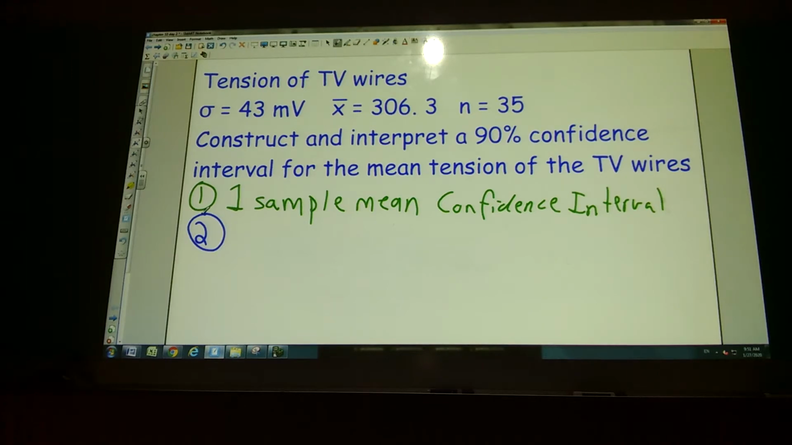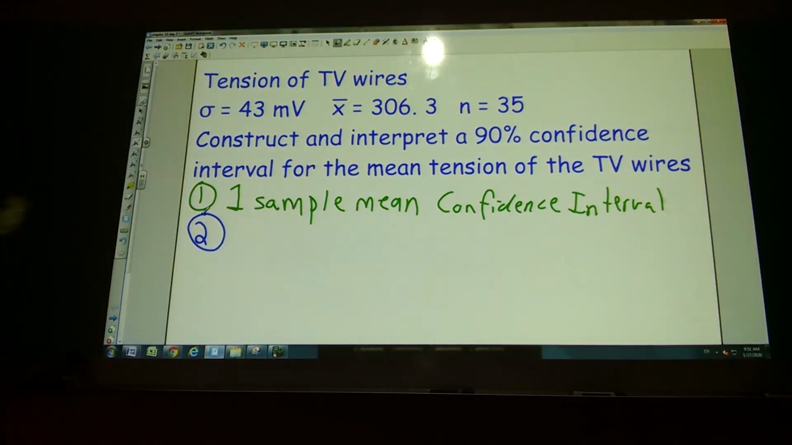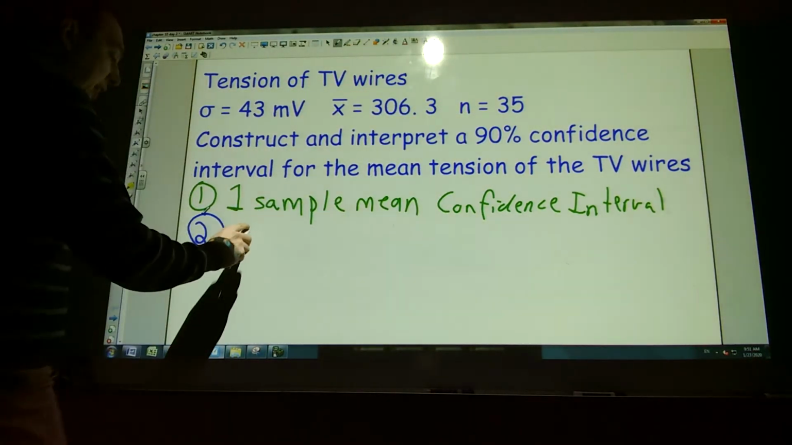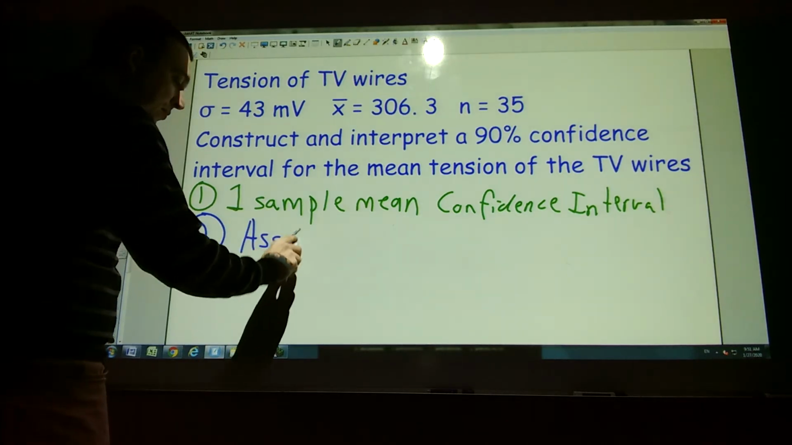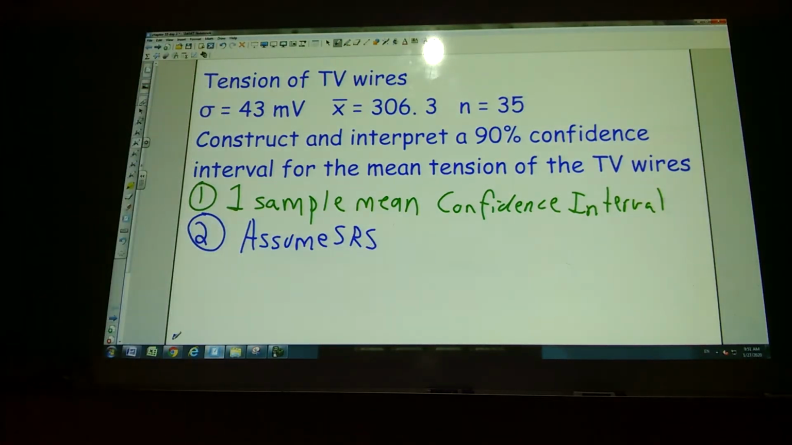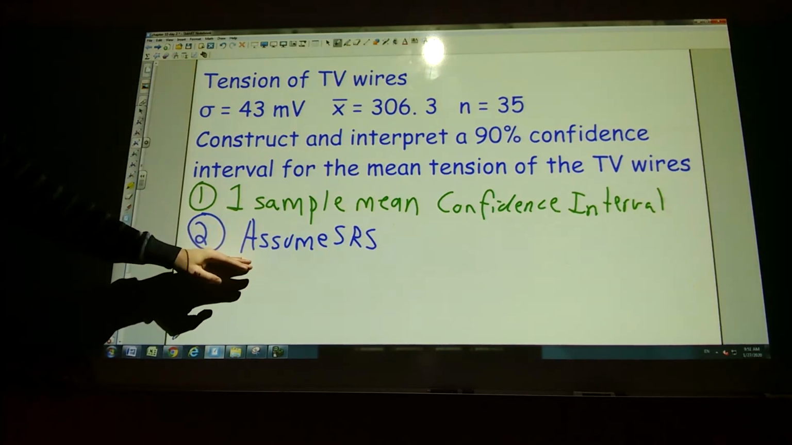This is nothing new. The first condition is, did they randomly pick the data? You'd have to read the paragraph and say, oh, yes. Let's say that in this instance, they don't say where they got their 35. You would just write down, we assume a simple random sample. Or you would write down, yes, they randomly selected the TV wires. That's the first condition: where did we get the data from?